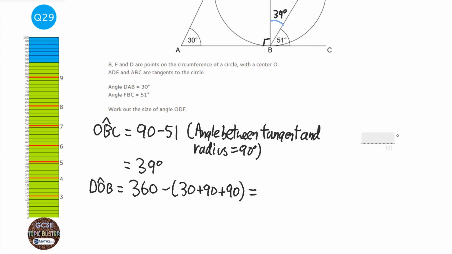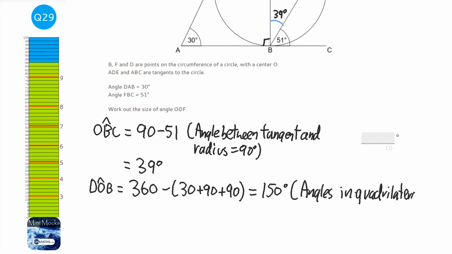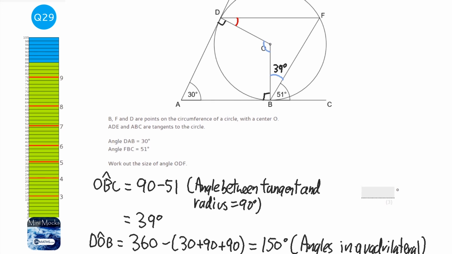Okay, so I need to give a reason. Well, let's work it out first, and we can give a reason afterwards. So we're going to take away 180 plus 30, so that's 210, from 360. That's going to be 150 degrees. And the reason is angles in a quadrilateral. We should really say that the angles ABO and ADO are angles between a tangent and radius as well, but I'm not going to. We've already used that reason, and it's clear in our diagram that we've just repeated the same reason.